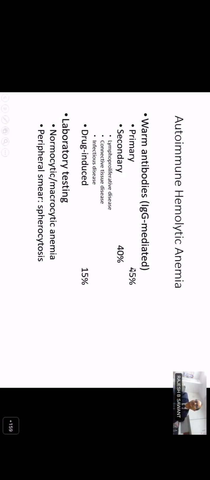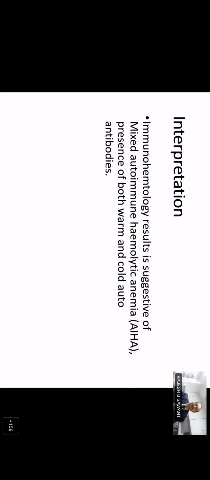The primary or warm type of IgG mediated AIHA is around 45%, and the secondary, which is associated with various lymphoproliferative diseases, is about 40%, and 15% may be drug induced. So please keep these things in mind. So here it is not only laboratory evaluation, but a lot of clinical interaction is very important, and a proper clinico-pathological correlation, right? So that is why I thought let us include this case. So any questions?